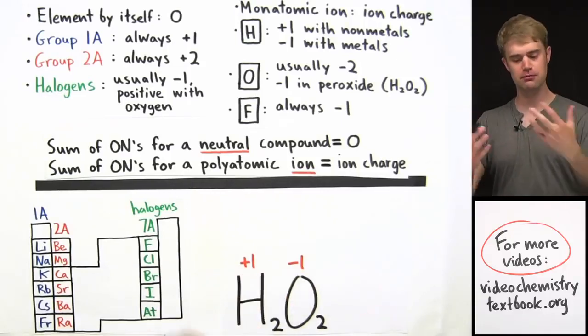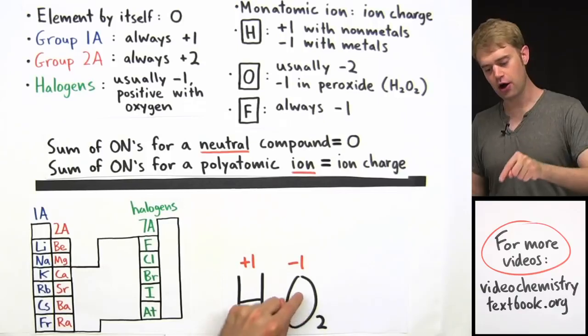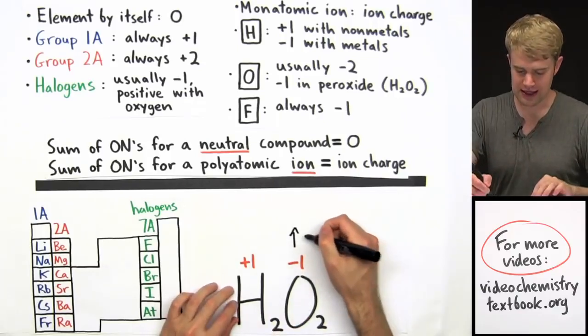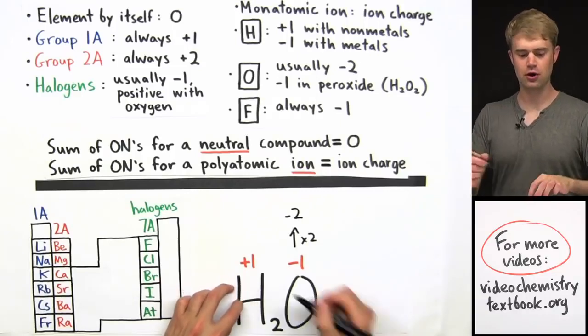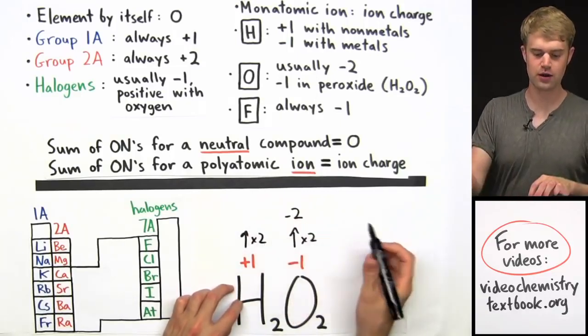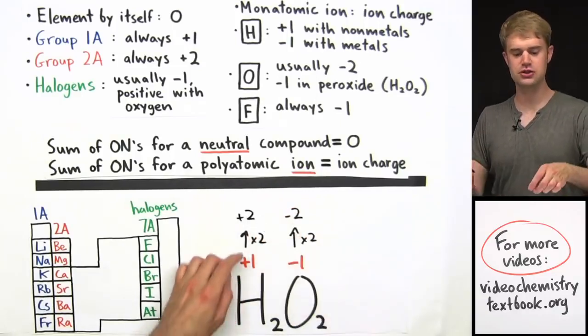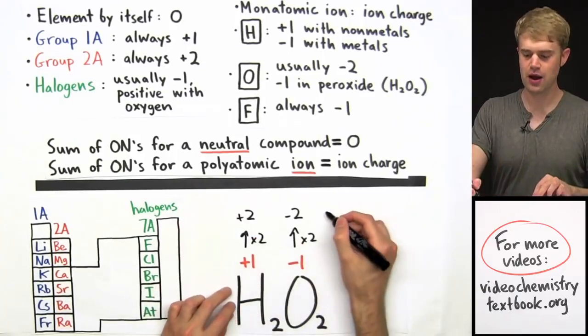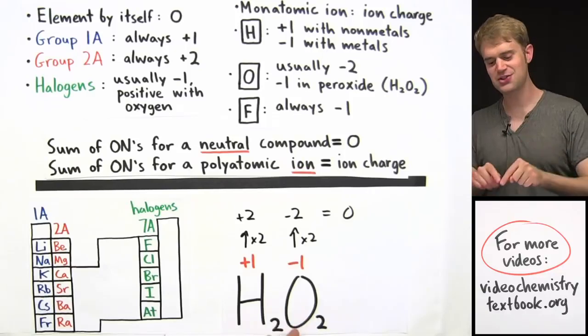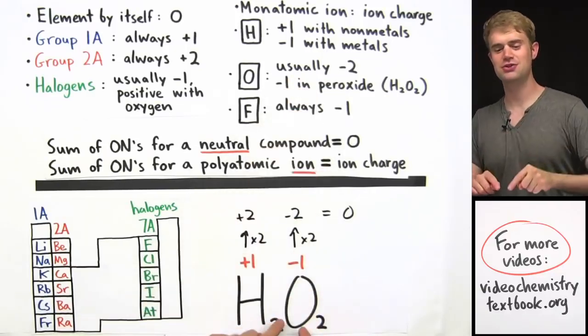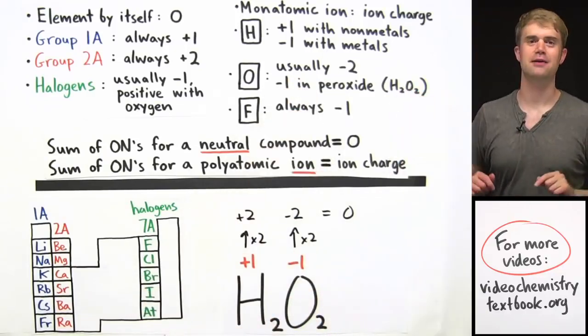Now just check this out for the multiplication really quickly. There are 2 oxygens, and each of them is -1, so we get a total of -2 here. There are 2 hydrogens. Each one of them is +1, so we get +2 for the hydrogen. +2 minus 2 equals 0. Just remember that oxygen is -1, not -2, when it's in peroxide.